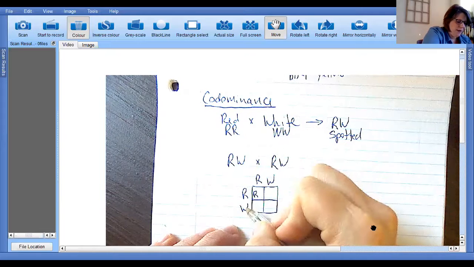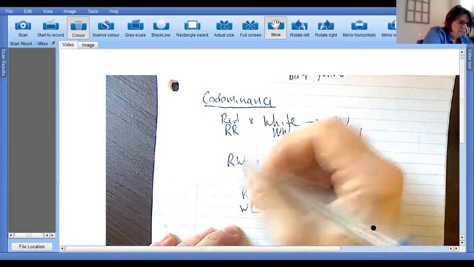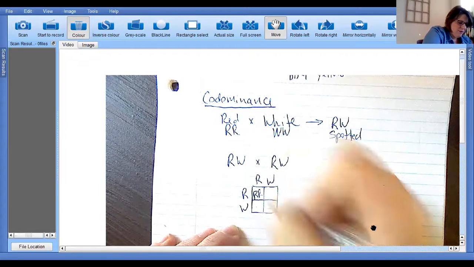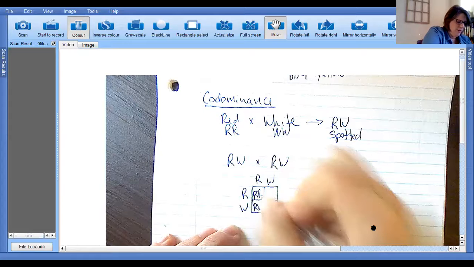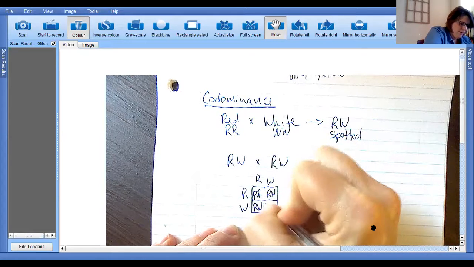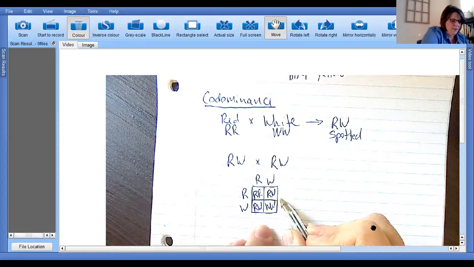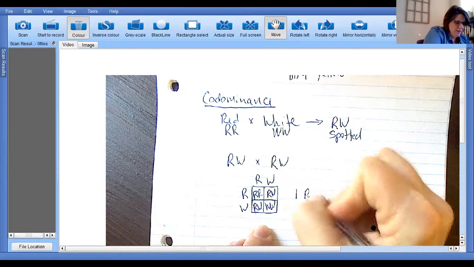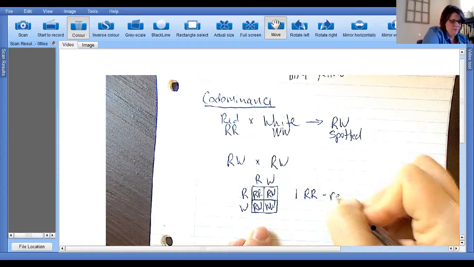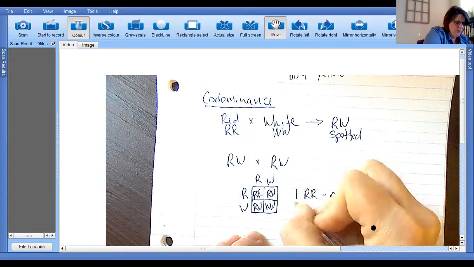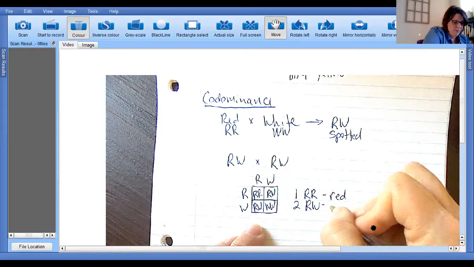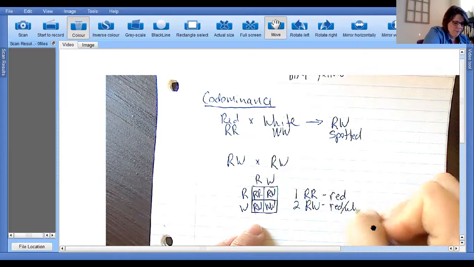So if each parent carries 2 alleles, but they happen to be different, we can still use different letters and it's all okay. And so here we've got RW, here we've got RW, and here we've got WW. So if we look at these phenotypes, we've got one that's RR, and that one would be red. And we've got 2 that are RW, and those would both be red and white spotted.